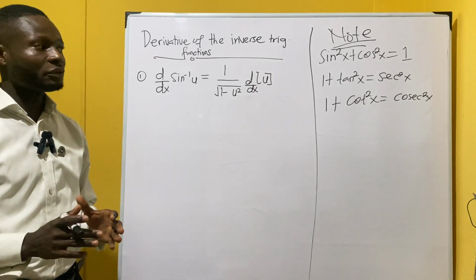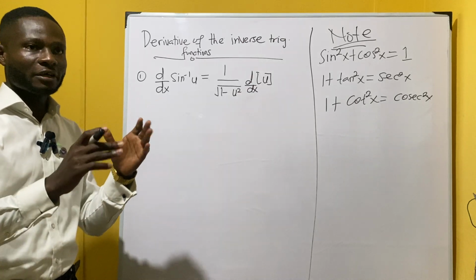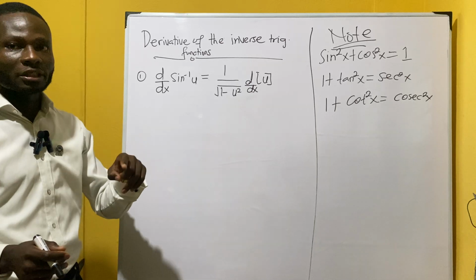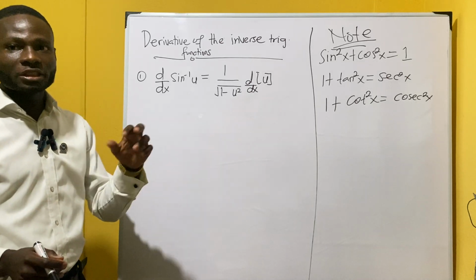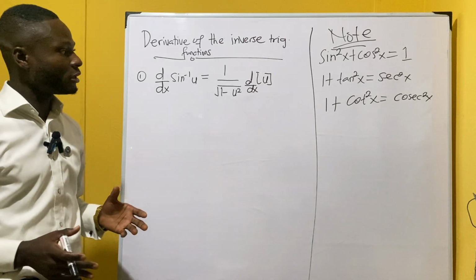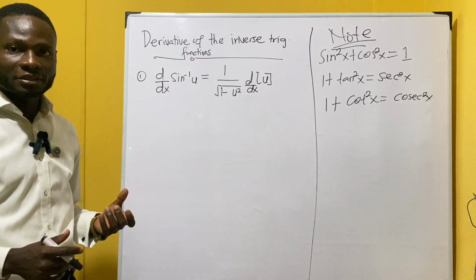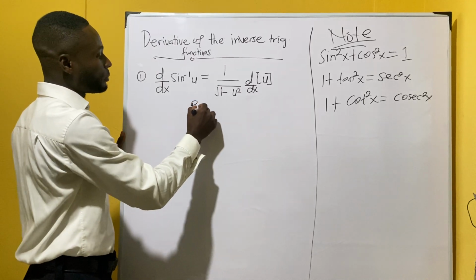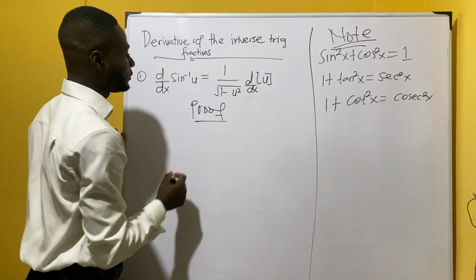You know, the inverse trig functions, they are about 5. We have the sine inverse, the cos inverse, the cot inverse, the cosec inverse, and the sec inverse as well. Right. So it starts from the sine inverse. So let's look at how we can prove this particular one.